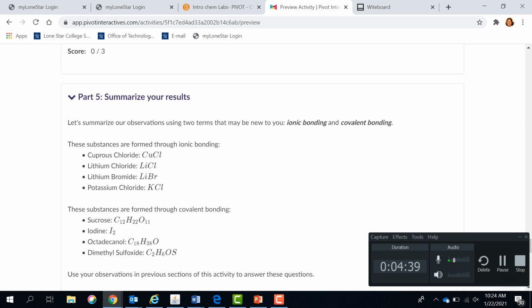Ionic compounds, okay, these are the ionic compounds and these are the covalent compounds. So the concept that we are learning in the lab is ionic compounds are made out of a metal and a non-metal, and covalent compounds are made only using non-metals. Ionic compounds conduct electricity, they have higher melting points. So these are the main concepts we learn from this lab.